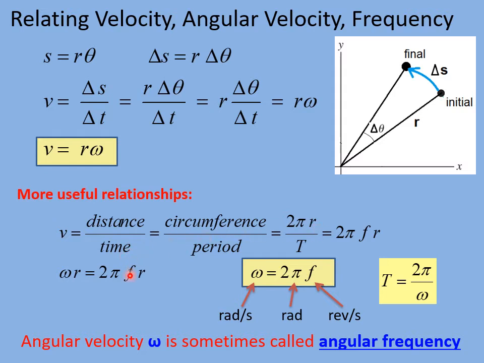We can do some more useful relationships. Again, the proof is shown in these steps, which I'll skip, but omega, the angular velocity, is related to the frequency. Remember, frequency is revolutions per second, how many times per second the object is going around in a circle. They are related by the factor of 2 pi. So omega is equal to 2 pi f. And furthermore, remember that f is equal to 1 over the period. So by plugging that in and solving for period, the period of revolution is equal to 2 pi over omega.